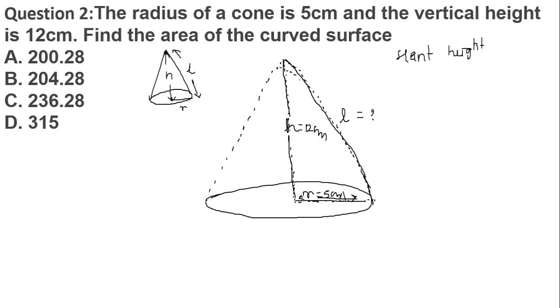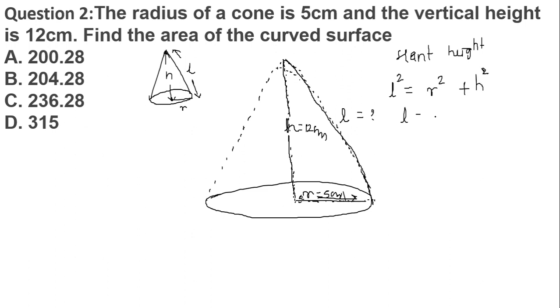Okay, so the formula for the slant height. We know the Pythagoras theorem, right? Hypotenuse square is equal to base square plus height square. What is the hypotenuse over here? L. L square is equal to r square plus h square. Can I write like this? L square is equal to r square plus h square.